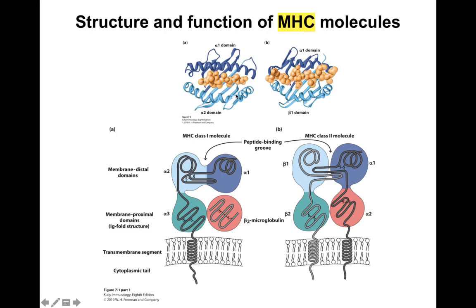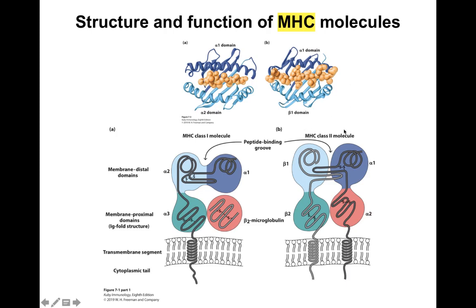MHC class 1 has 3 extracellular domains, crosses the membrane once, and is associated with beta-2 microglobulin. Where the antigen binds is in between alpha 1 and alpha 2 of the MHC class 1 molecule. And it's a short peptide, about 8 to 10 amino acids long, that can bind to an MHC1 molecule.